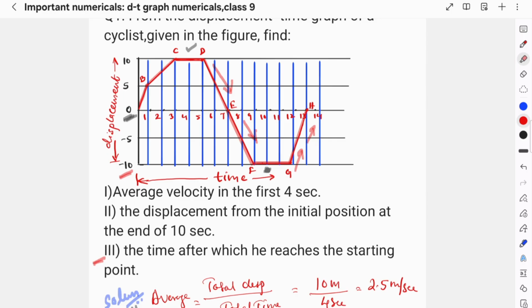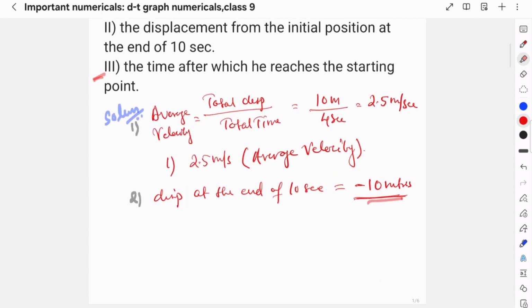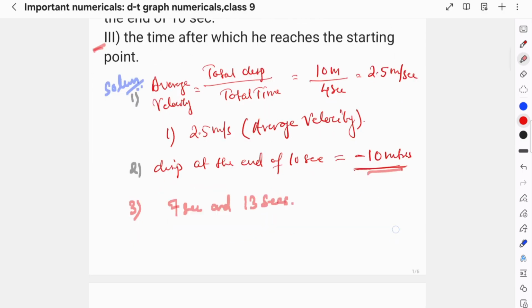So we can say the cyclist reaches the starting position after, see this part, 7 seconds and on the 13th second. 2 times he is reaching the original point from where he had started cycling. So the answer for the third part will be 7 seconds and 13 seconds. Okay, now let's see the next question.